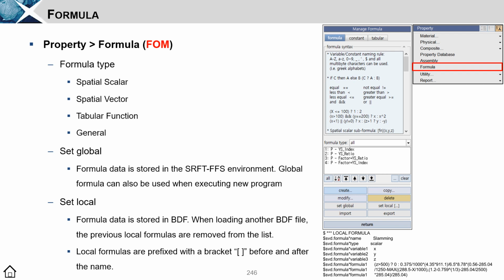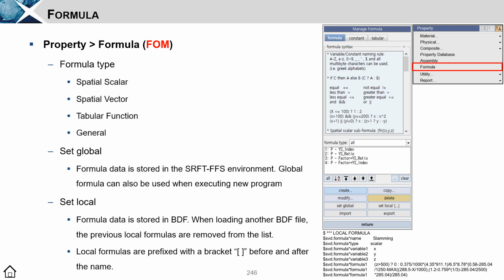Spatial scalar defines a scalar function using the screen coordinate x, y, z as a variable. The spatial vector defines a vector function using screen coordinate x, y, and z as variables. Tabular function defines a table function using the x-axis of a graph as a variable. General defines the formula used in the derived result command.